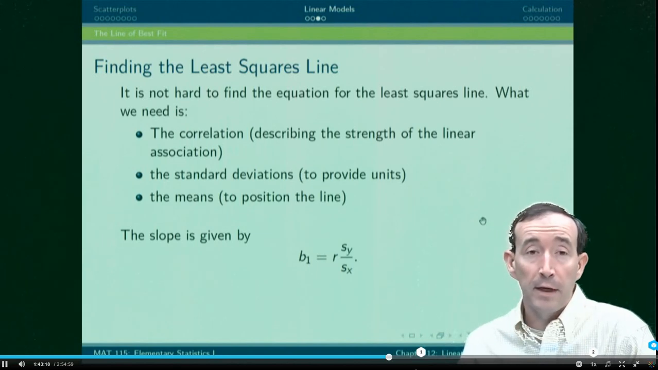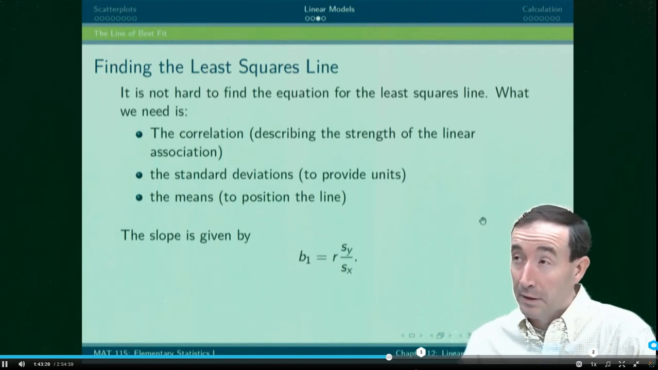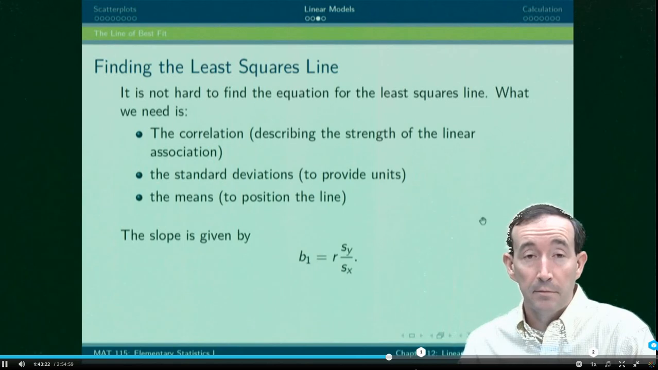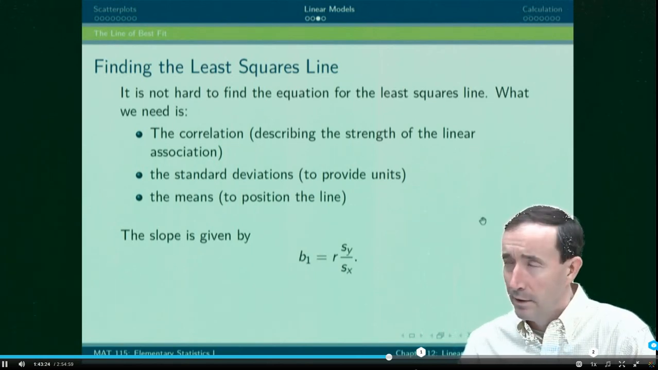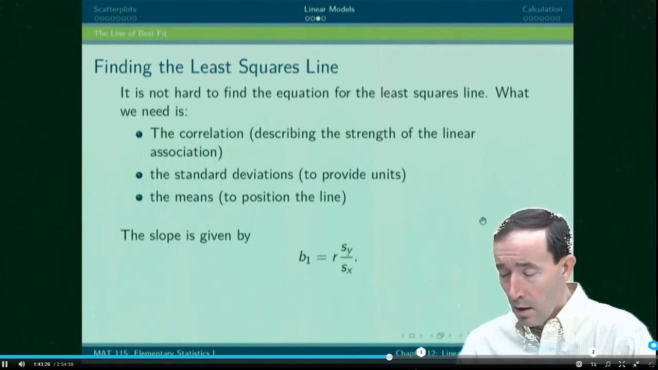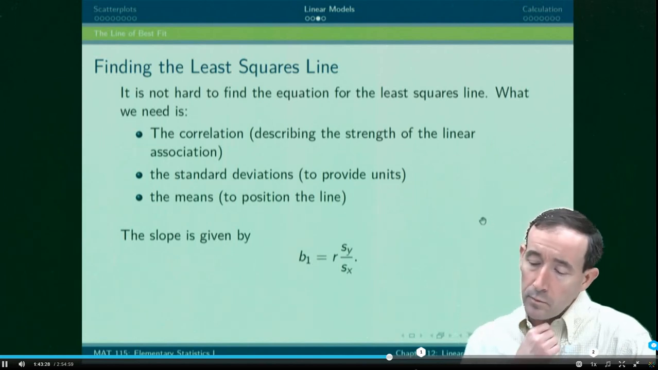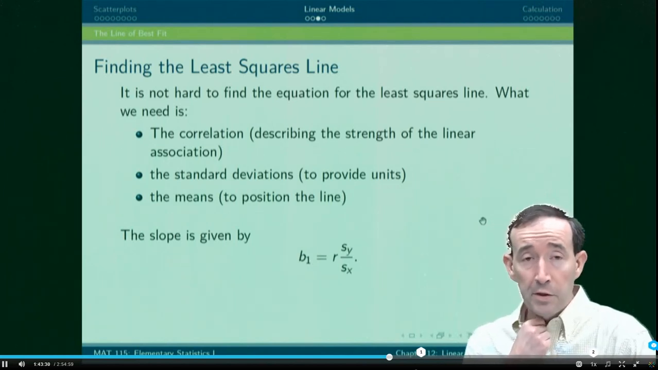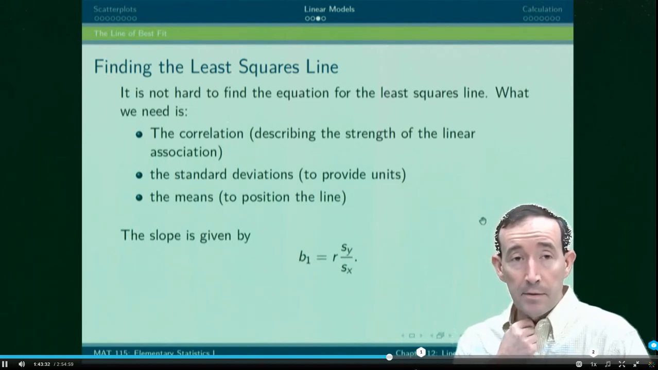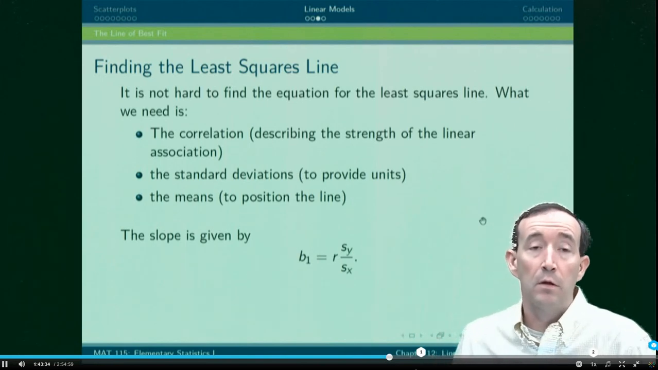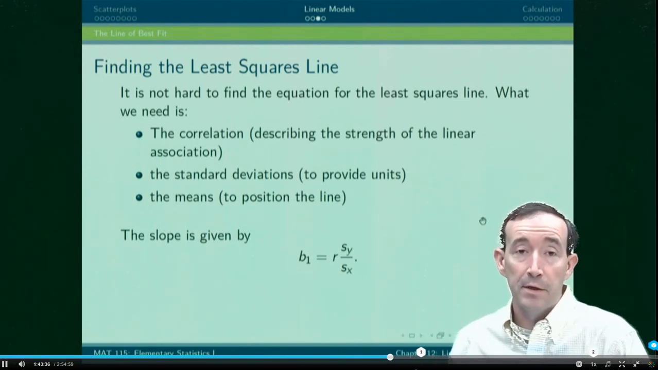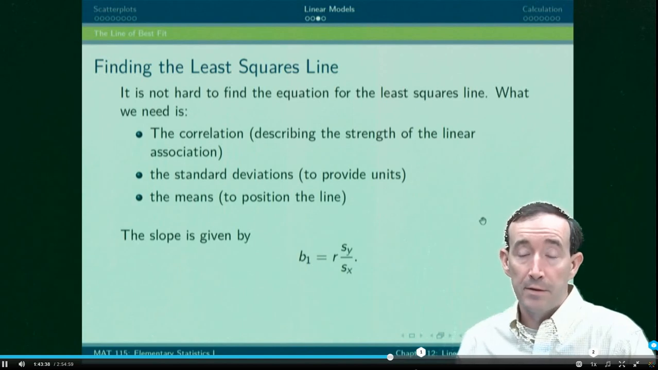I'm giving you this formula. I don't necessarily expect you to use it. I don't believe that it comes up on the homework, but don't quote me on that. It's been a while since I looked at this particular homework. The slope is given by the correlation coefficient times the ratio of the standard deviations, where the standard deviation of y is divided by the standard deviation of x.